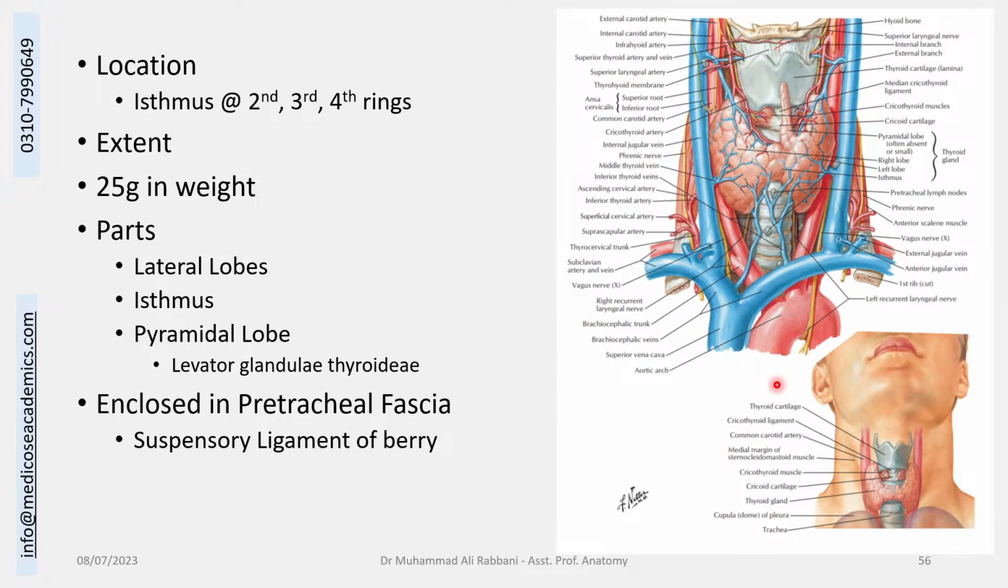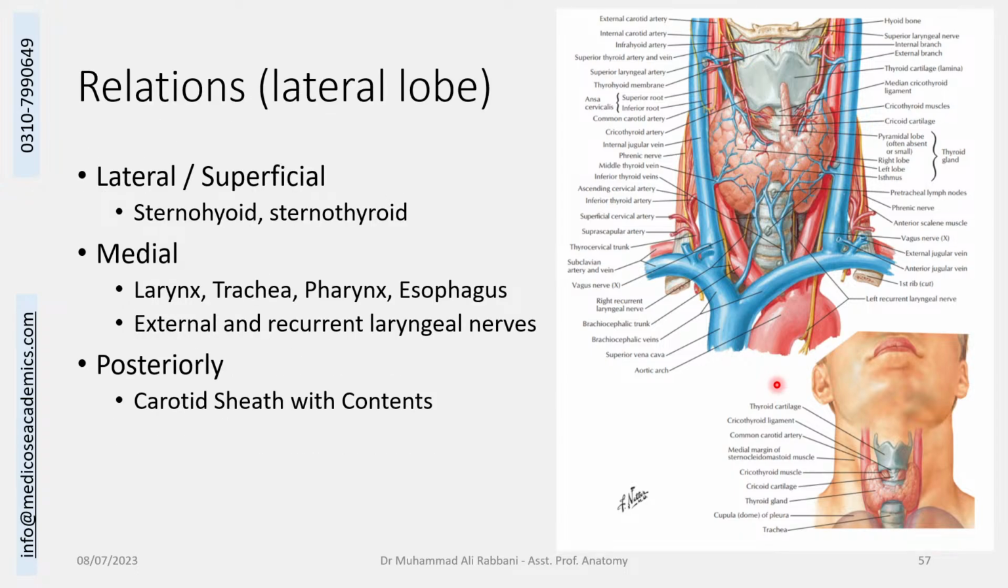And let's talk about its coverings. It is covered with the pretracheal fascia. It's a very common MCQ. It is covered in the pretracheal fascia, and the pretracheal fascia is attached to the tracheal rings and the larynx with the help of the suspensory ligaments of Berry.